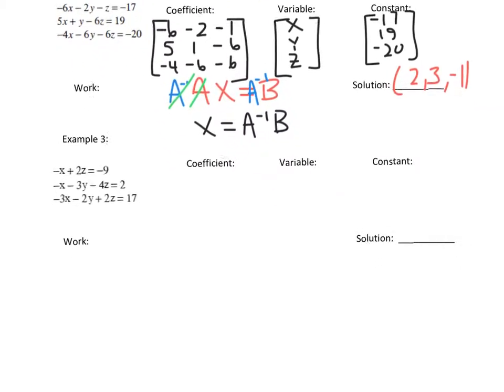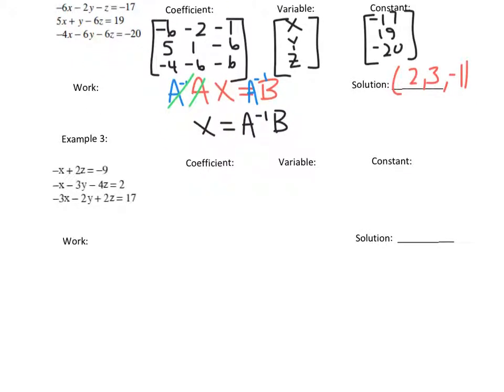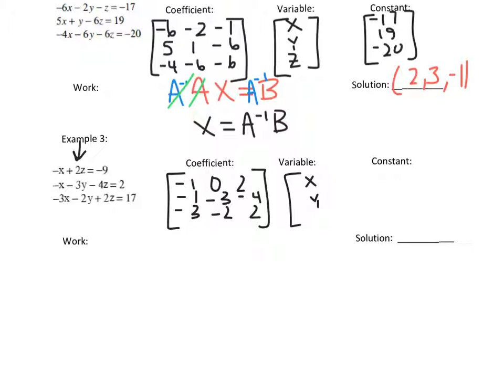And then the last one, the coefficient matrix. It's going to be 3 by 3 again because I have 3 variables. The x is -1. Notice you skipped the y. So when you skip the y, you have to put a 0 in. So -1, 0, 2. And then -1, -3, -4. And then -3, -2, 2. And my variable matrix again is x, y, z. And then my constant matrix is -9, 2, 17.